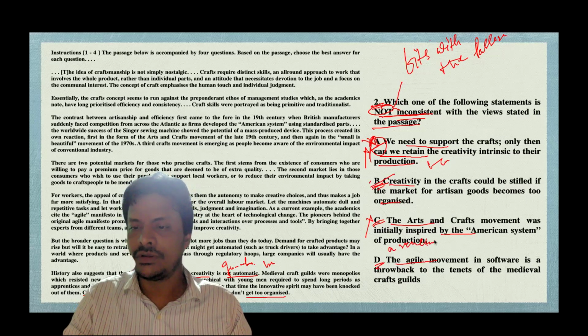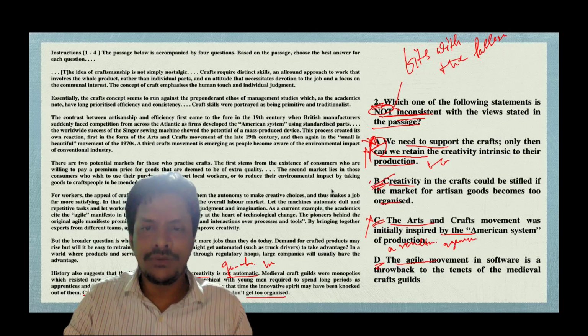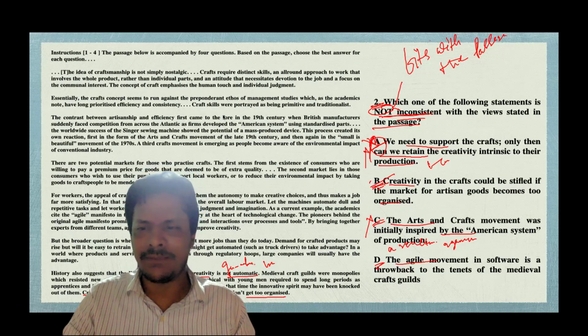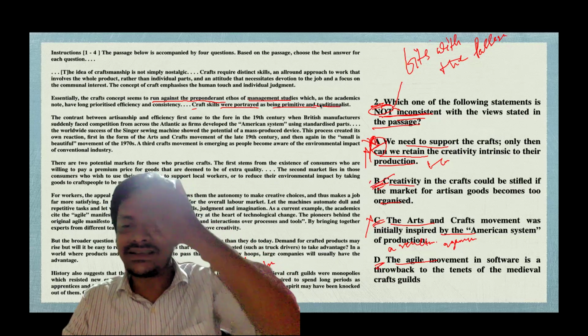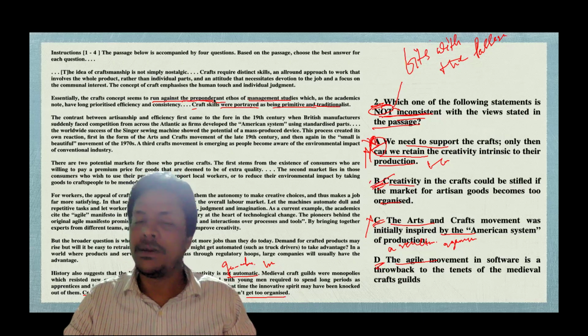a reaction against mass production. So, how do we find that out? You can see it in the second paragraph of the passage, where it is stated that essentially the craft concept seems to go against the preponderant views of management studies, which, as the academics note, have long prioritized efficiency and consistency. Craft skills were portrayed as primitive and traditional, right? So in that case, you can say it is a reaction against mass production, right? So this one is also inconsistent.